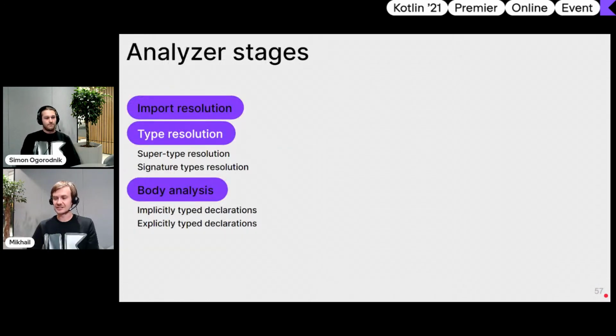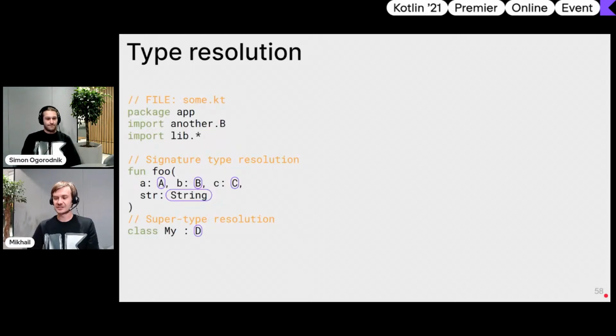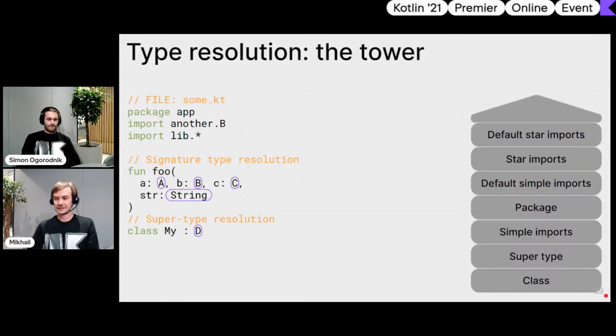The next analyzer stage is type resolution. In turn, it consists of signature type resolution. Here we resolve types of value parameters, function return types, function receiver types, and the separate stage of supertype resolution, which is performed first. Also, type resolution is the first stage when the tower goes into action. What is the tower and why do we need it? So you can see the tower here. And when we resolve some name, no matter whether it is a type name or function name, we should search for it in different name scopes. Each class contains some names.